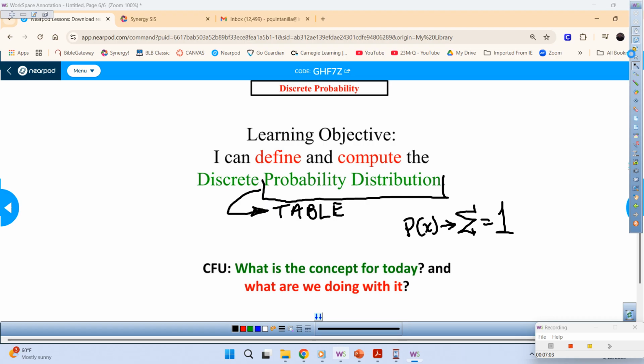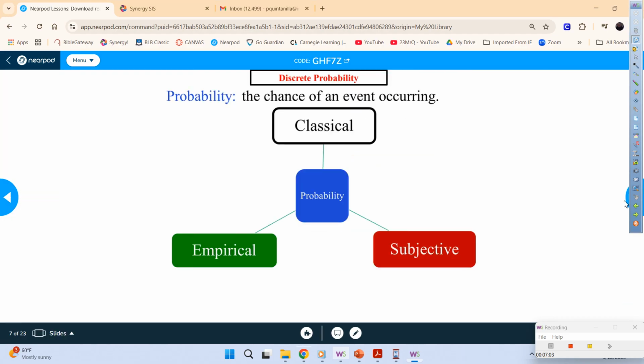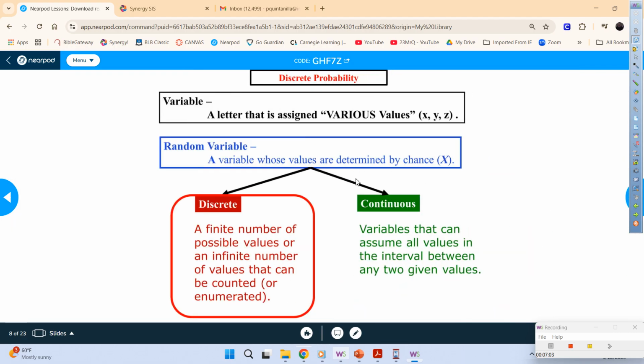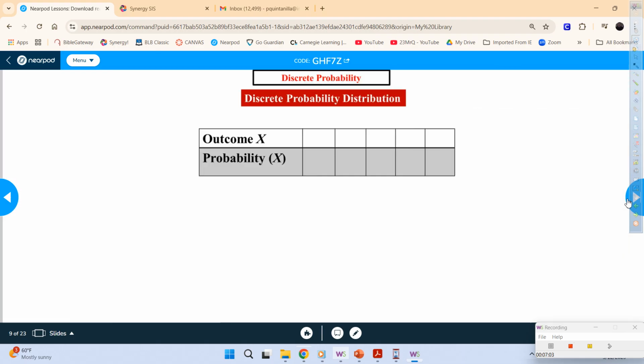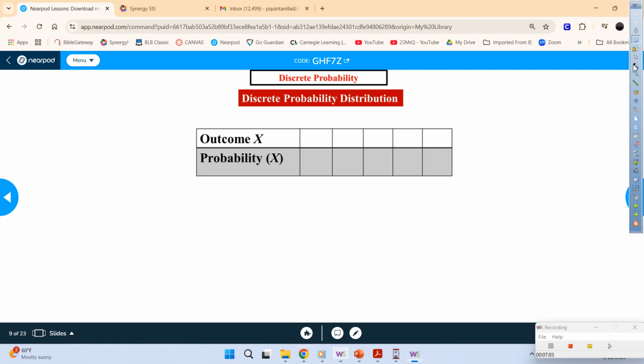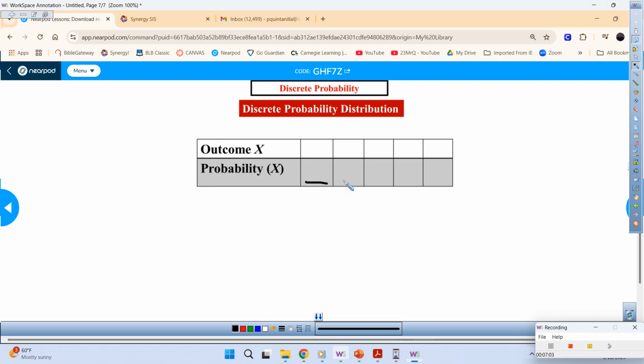All right. So, really quick, we know what classical, empirical, and subjective probability is. We talked about variables being discrete and continuous. Discrete being that you are able to count them. Continuous means that you cannot count them because it's not a steady number. Look at this one. Once again, what is this called, everyone? It's called a what? Probability distribution. And all these numbers that go here need to add up to how much? 1. That is correct.